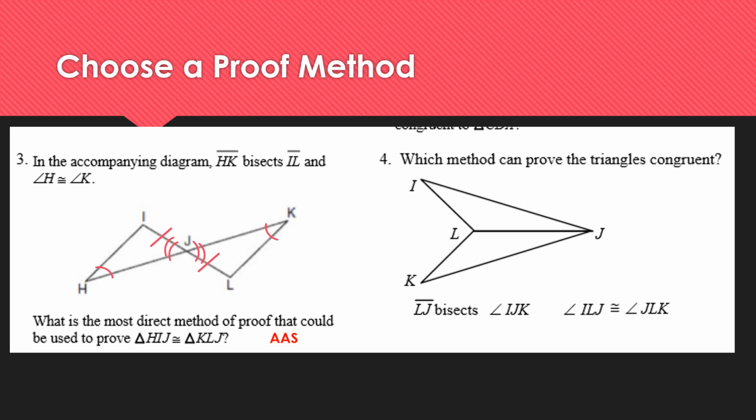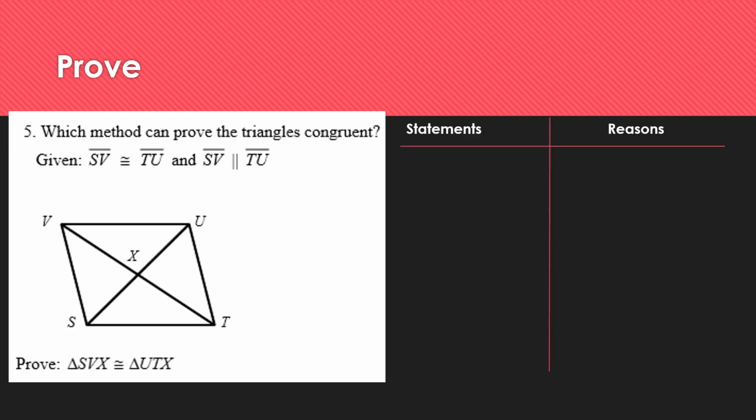Which method can prove the triangles are congruent? We have LJ bisecting angle IJK, so that's getting the arcs. Angle ILJ is congruent to angle JLK, some more arcs, and then we have the reflexive property again, which you are all stars at spotting at this point, and then we have angle, side, angle.